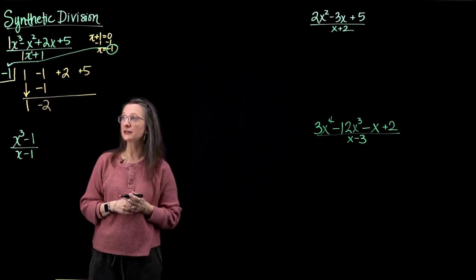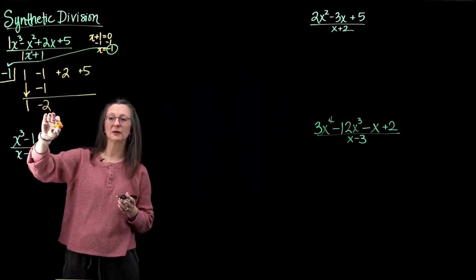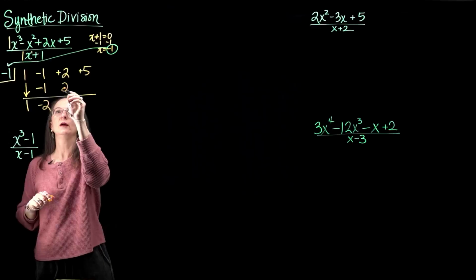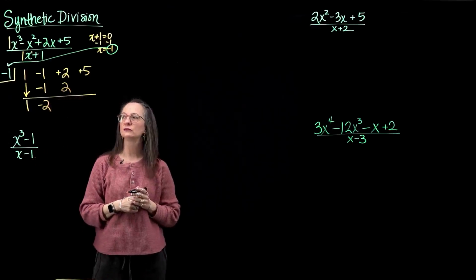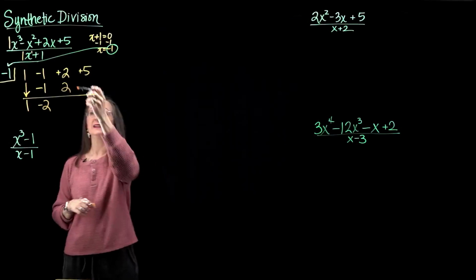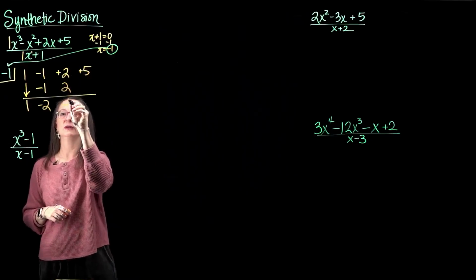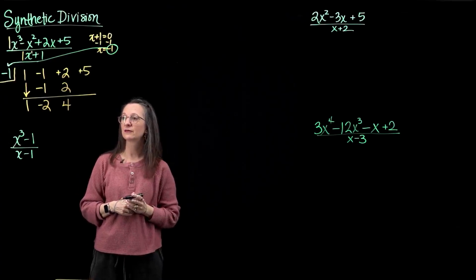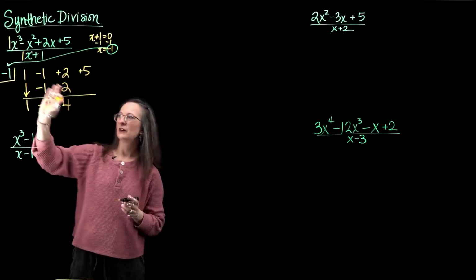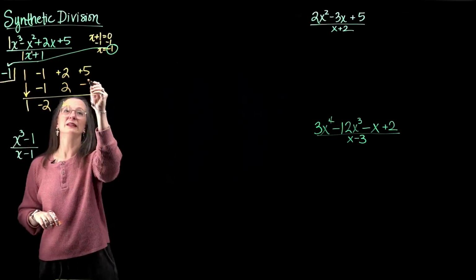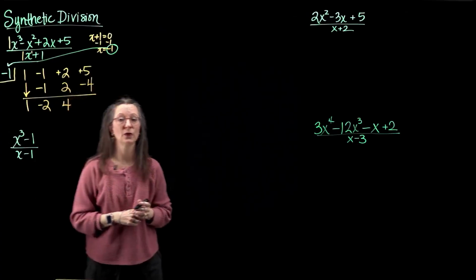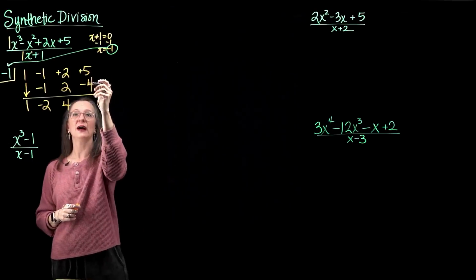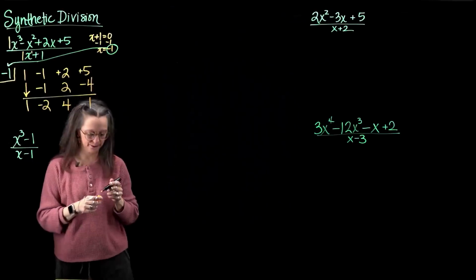And we're going to repeat the process. So negative 2 is below the line now. Negative 2 times negative 1 gives me positive 2. We're going to add: 2 plus 2 gives me 4. 4 is written below the line. 4 times negative 1 gives me negative 4. I'll write down negative 4 under the 5, and then I'll add down that column. 5 minus 4 is 1.